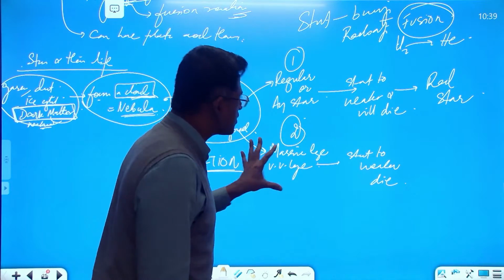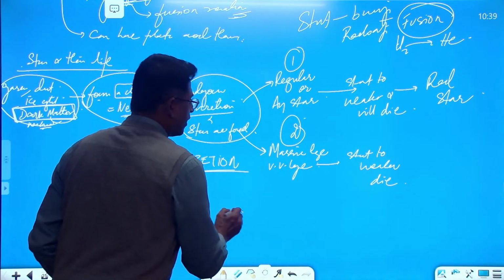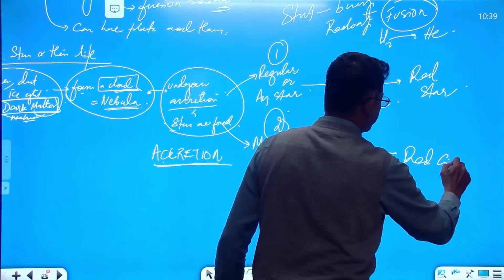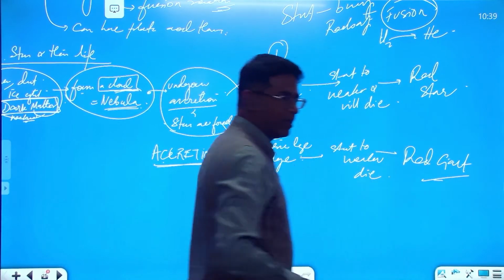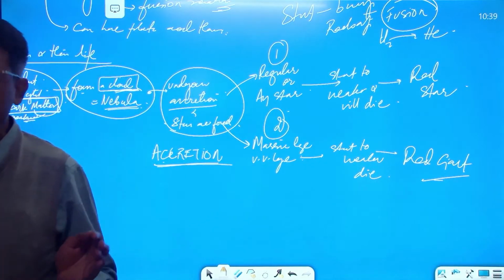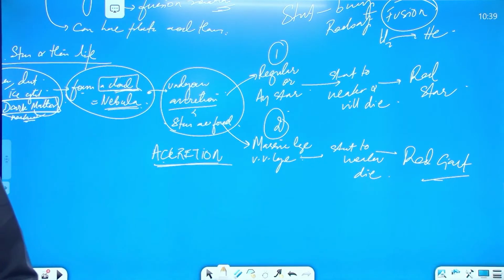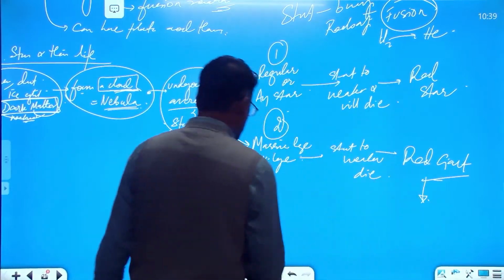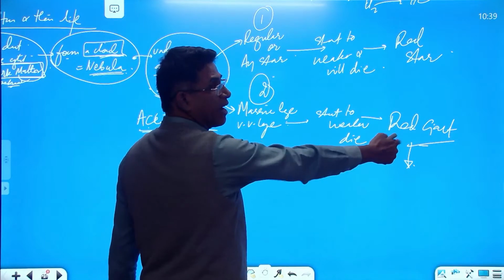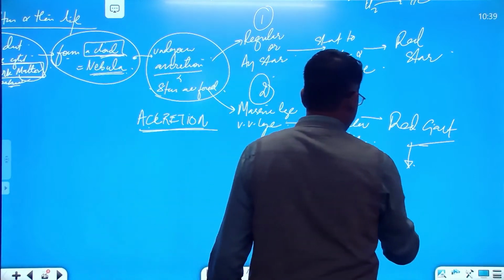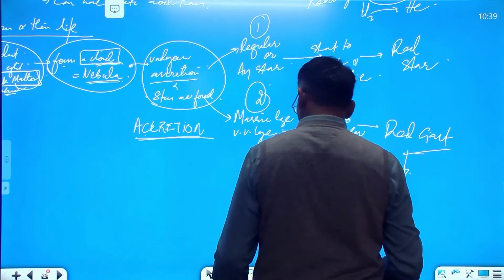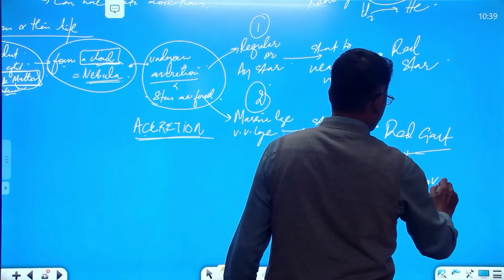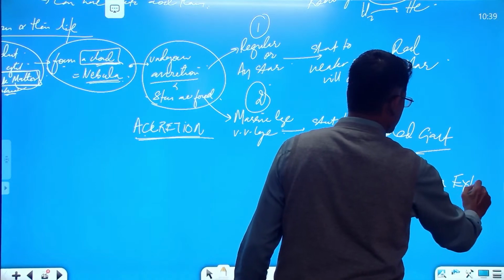Now a massive star, when it starts dying, first converts into what's called a red giant. A massive star becomes a red giant first, and this red giant will undergo a massive explosion. This is called a supernova explosion.